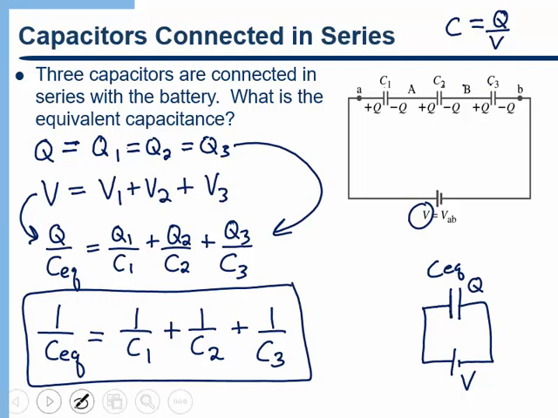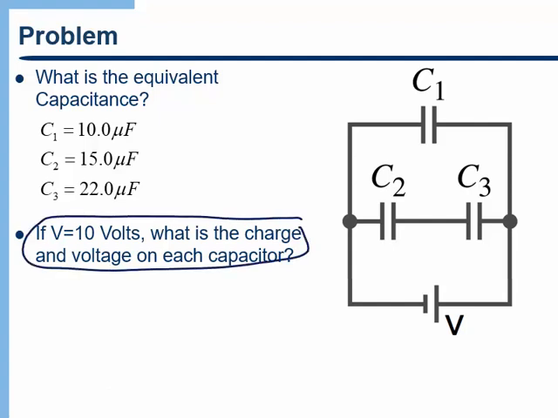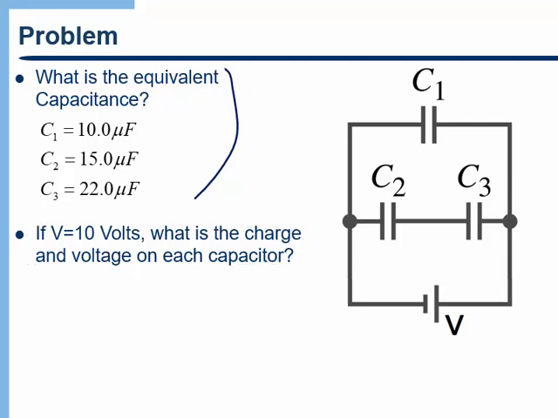Okay, so what kind of problems can we do with this information? Well, here is a typical kind of problem that you'll be asked to do on homework and exams and such. The question says, what is the equivalent capacitance of this circuit? And then if the battery voltage is 10 volts, what is the charge and the voltage on each capacitor? By the way, this is the harder part of the problem. The equivalent capacitance is just applying the two formulas that we just derived. The second part, though, you really have to think about what's going on.